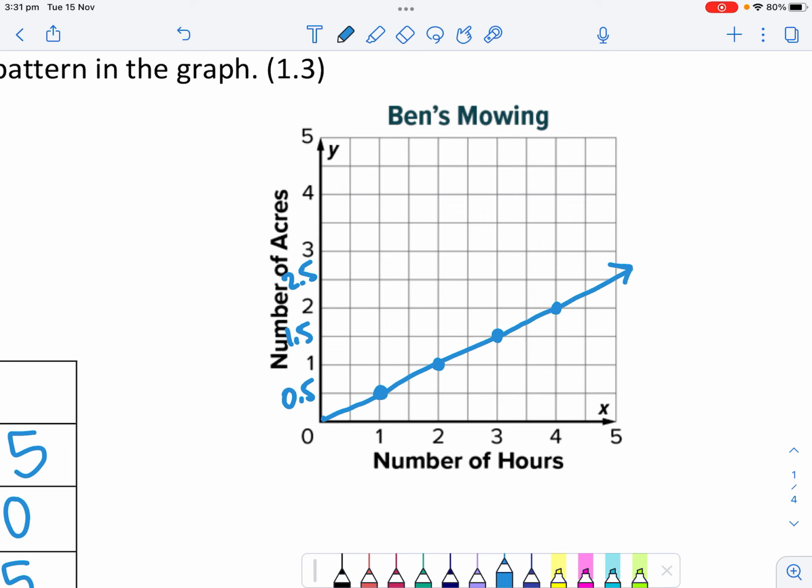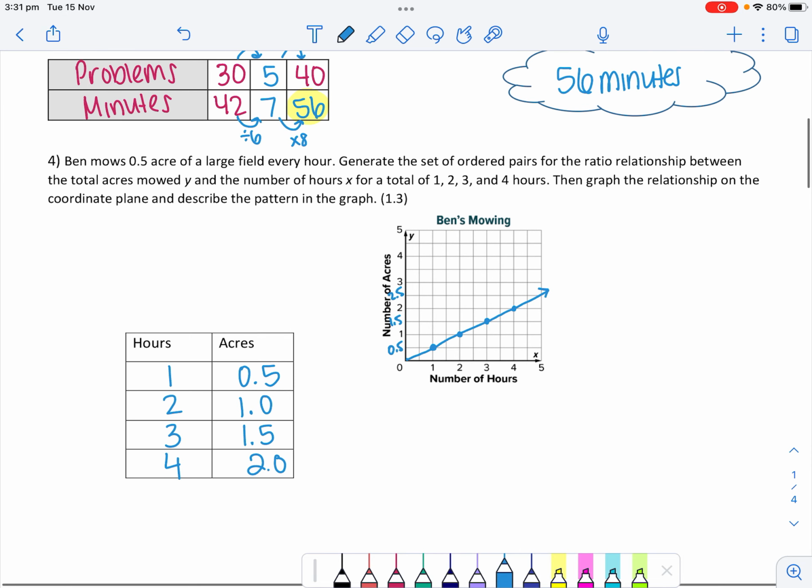And I'm going to connect those dots. So I zoomed in on the graph so you could see a little bit better. But I plot the points on that graph, and then I connect the dots.